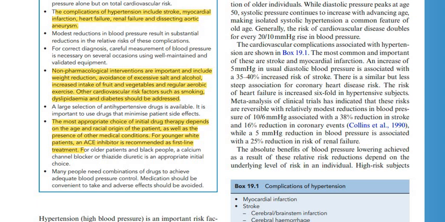The patient must be counselled that hypertension is a disease which has no cure. It has to be managed continuously, checked, and monitored continuously.